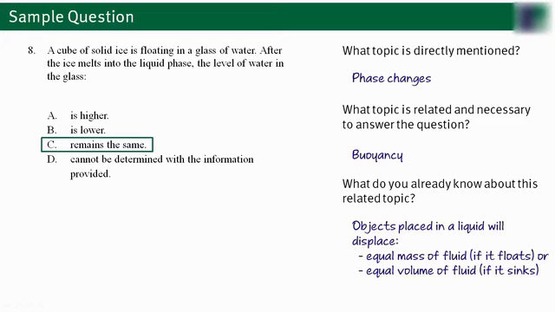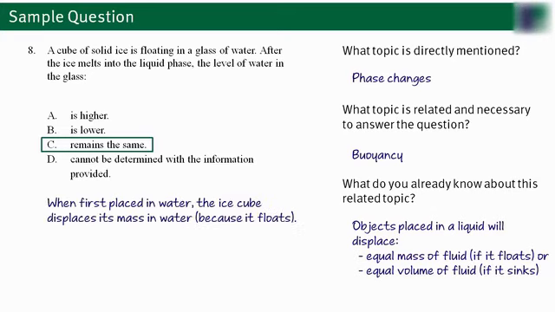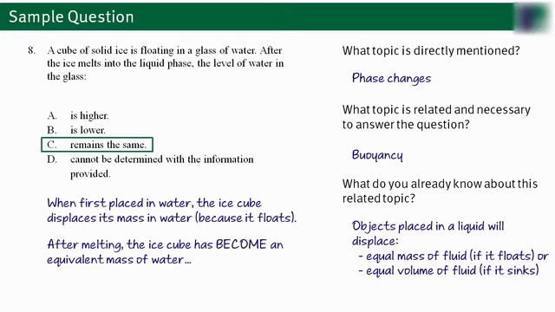the same. In order to understand why this is, consider the amount of fluid that will be displaced, first, when the ice cube is full, solid, and floating, and then second, when the ice cube has become a melted amount of water. First, when it's placed in the water, the ice cube displaces its mass in water because it floats. That's one of the principles of buoyancy. But then after it melts, the ice cube has essentially become its mass in water. So both before and after, it displaces an amount of water equivalent to its mass, and therefore the water level remains the same before and after.